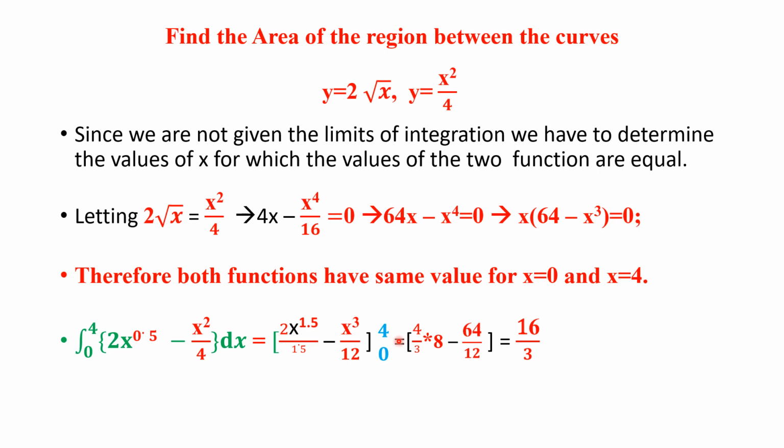And if we do the math, we could just go ahead and plug in the values. So the first will give us 4 divided by 3 multiplied by 8 minus 64 divided by 12, and that will yield 16 divided by 3, and that is the correct answer. Let's go to the next question.